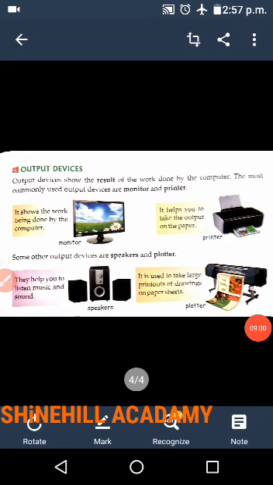Now we discuss output devices. An output device shows the results of the work done by the computer. The most commonly used output devices are monitor and printer. You know about the monitor and printer, because when we type a letter or a number we see it on the monitor only. And the printer helps us provide a copy of the output.